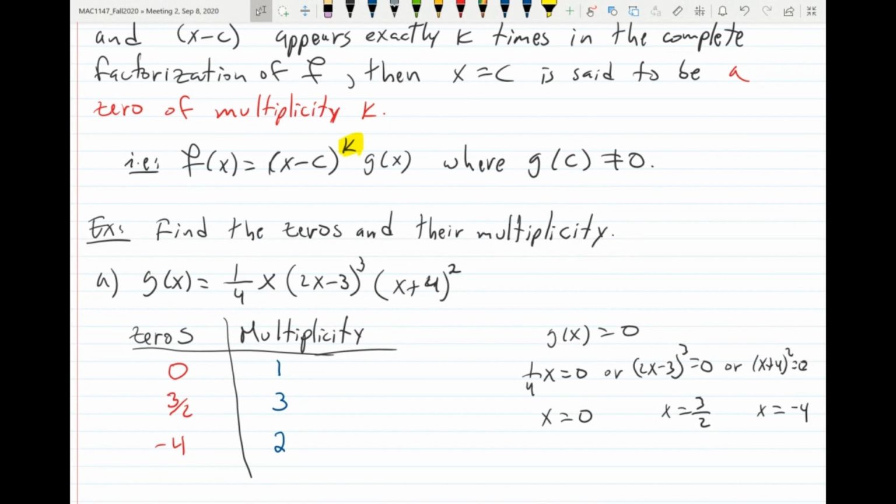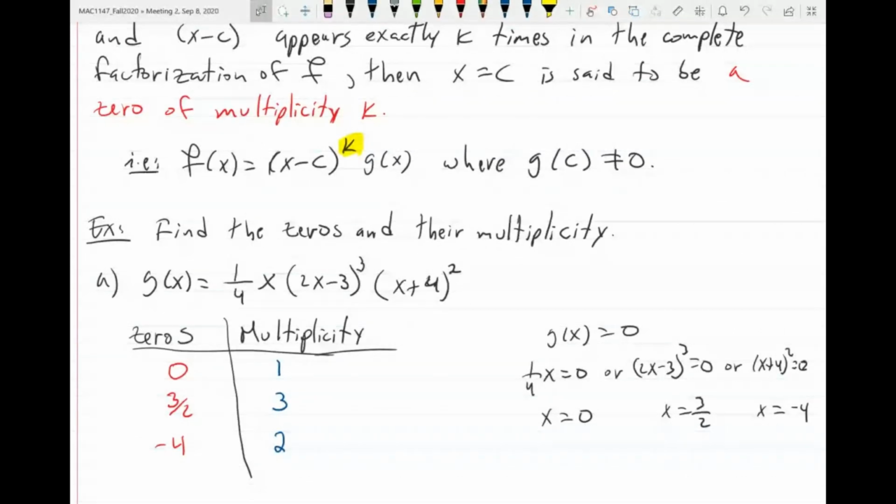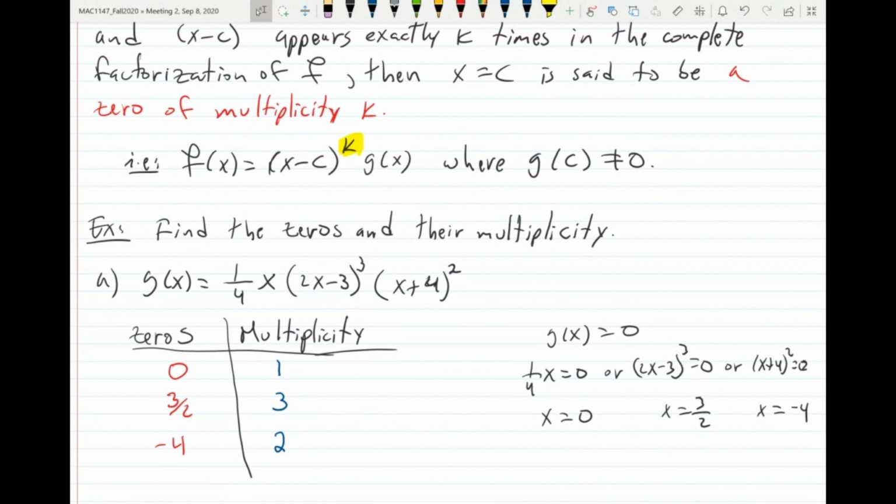Are we good with this? All right, perfect. Okay, so now that we know what multiplicity is, the question is, what is this good for? Why do we care about multiplicity? Can anybody tell me? Do you remember reading about this? What does the multiplicity tell you about the function?